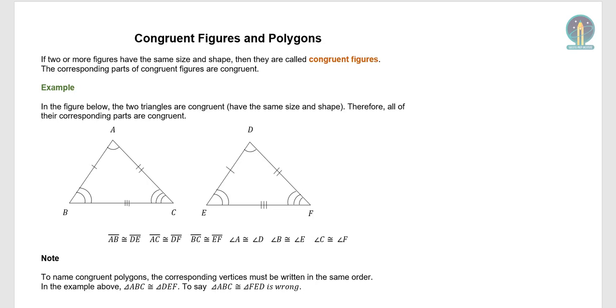In this concept, we're going to talk about congruent figures and polygons. If two or more figures have the same size and the same shape, then they are called congruent figures. The corresponding parts of congruent figures are congruent.